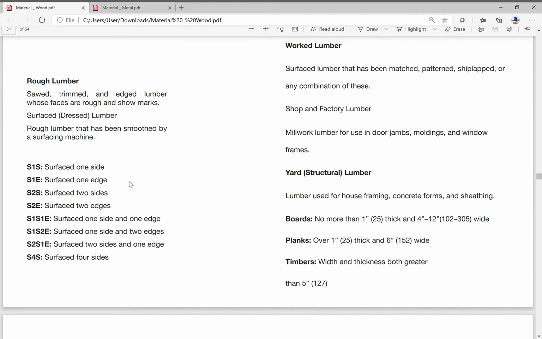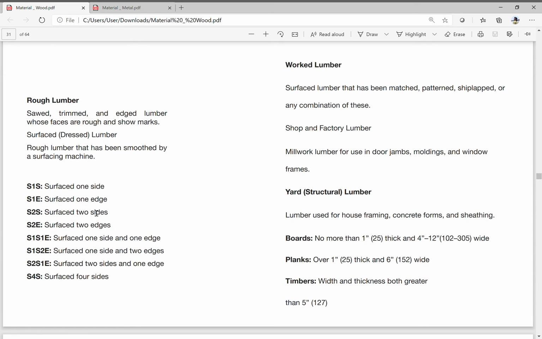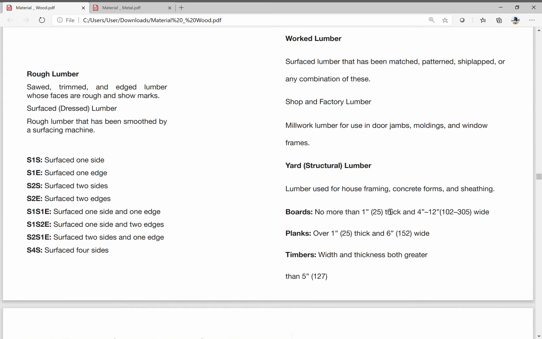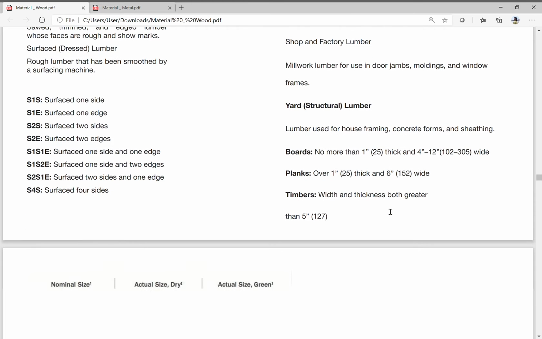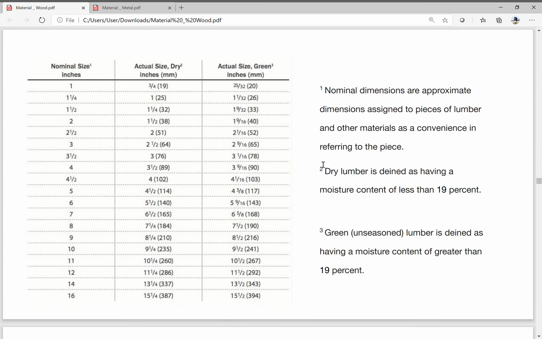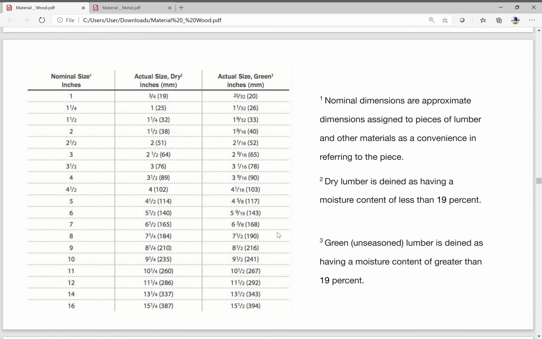So you have your rough lumber. These are key points to consider: S1S, S1E, S2S, surface on two sides, and S4S, surface on four sides. These are your key numbers or keywords. This is true in specifying wood.